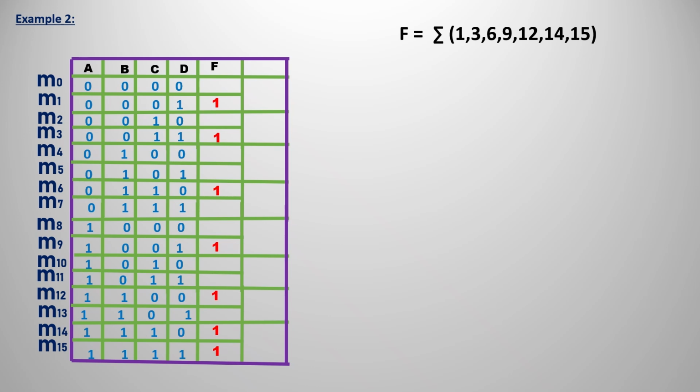In this case we have 4 variables, A, B, C, D. According to the first method, we would use all 4 variables as select lines and use a 16x1 multiplexer. But we are going to use the second method, that is n-1, which means 4 minus 1 is 3, and 2 cubed is 8. So finally we are going to use an 8x1 multiplexer. It is very easy and simple. Let's see how to do that.